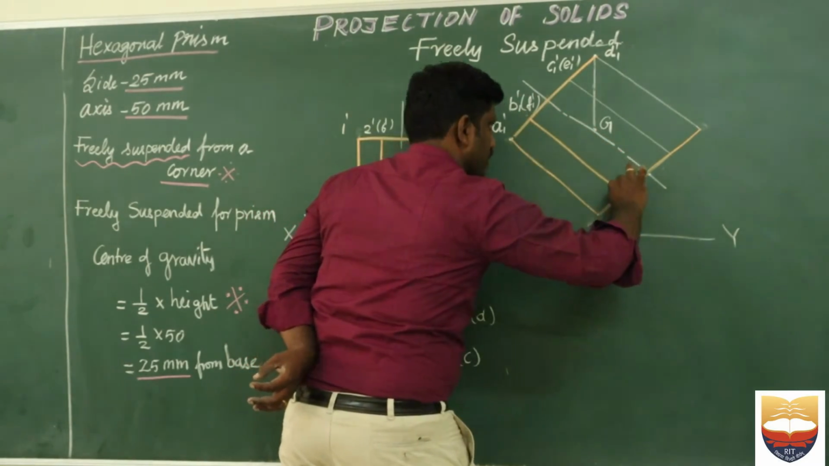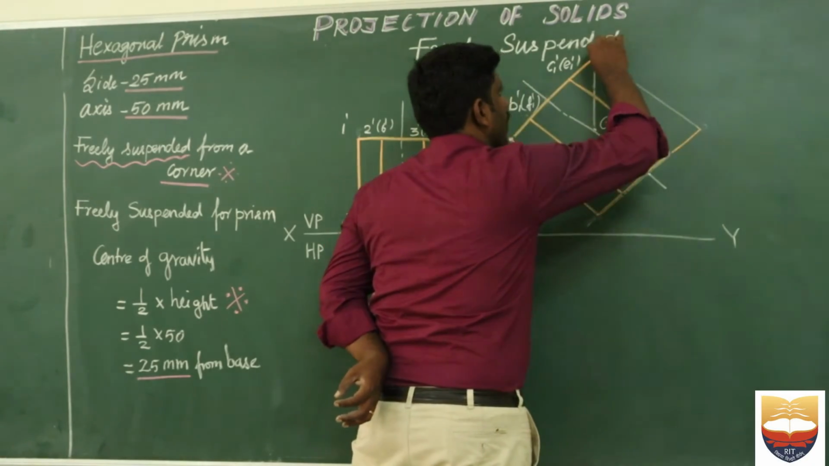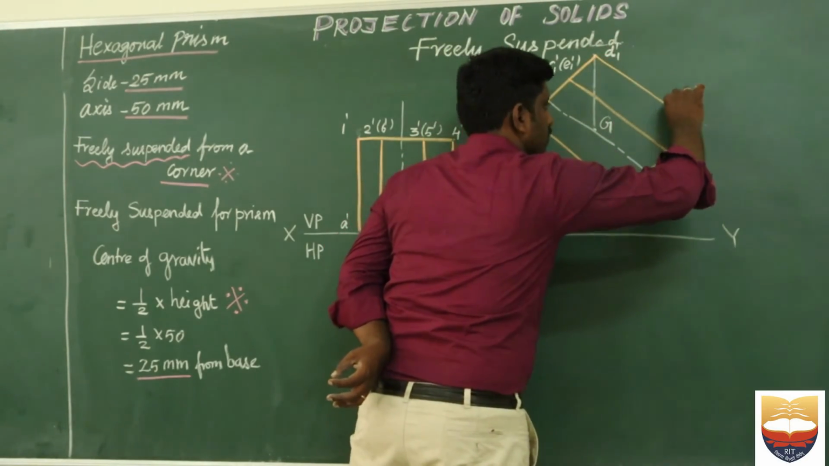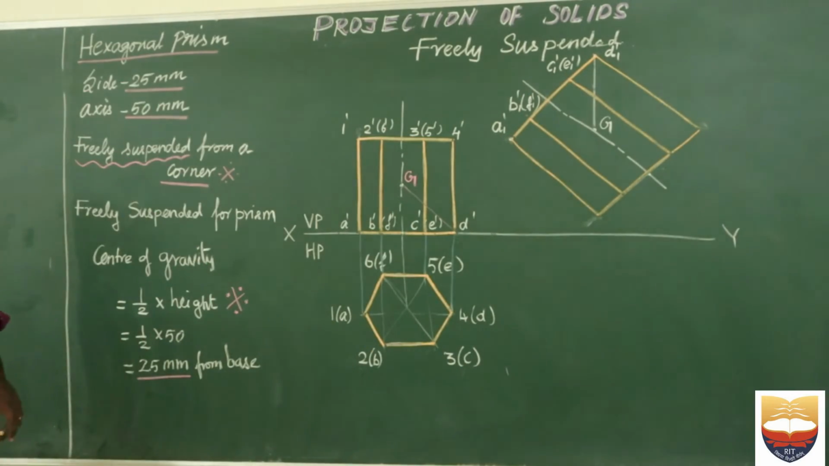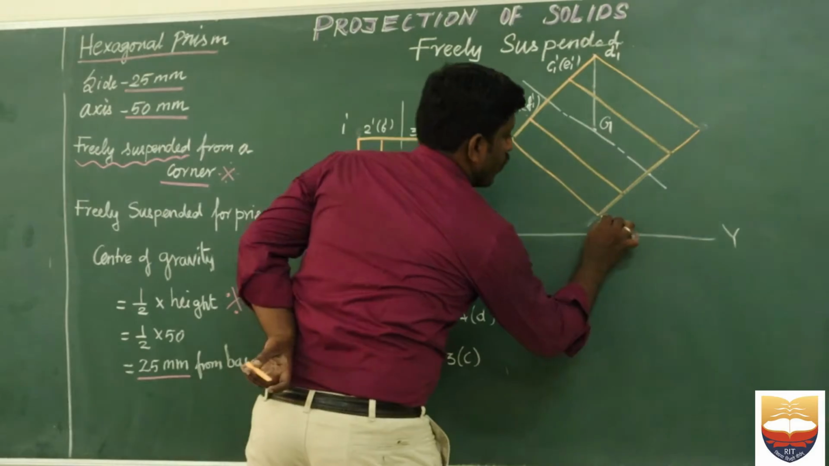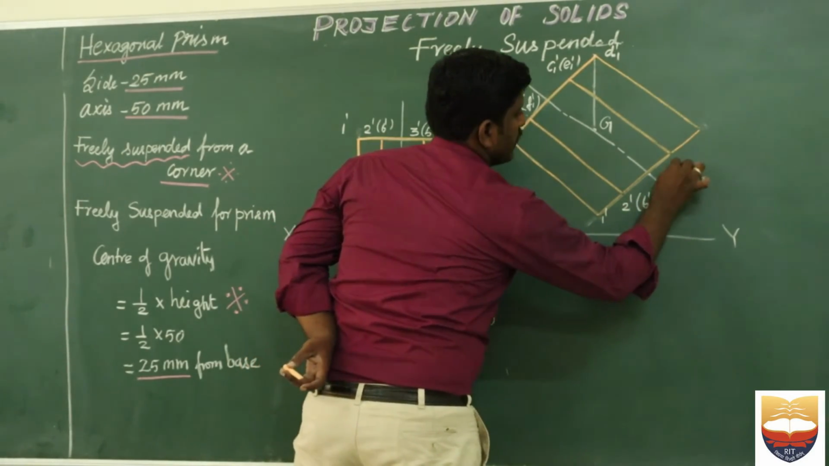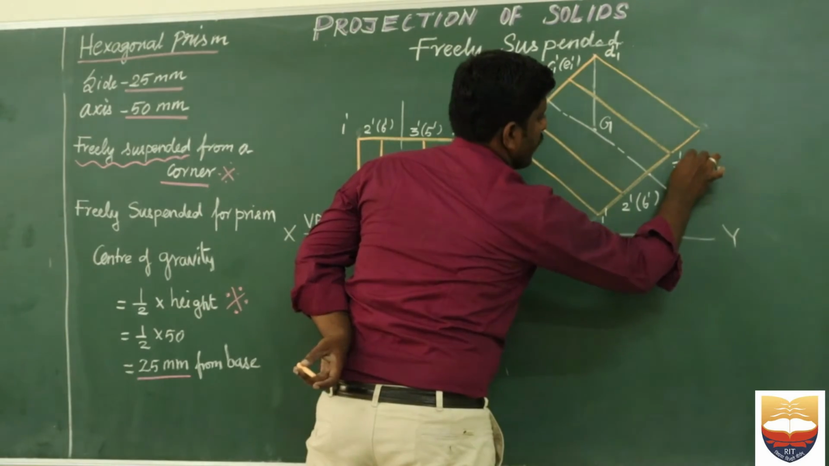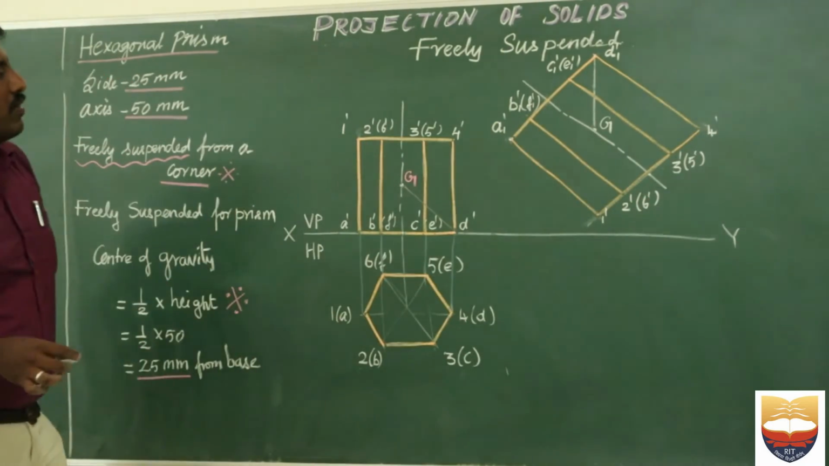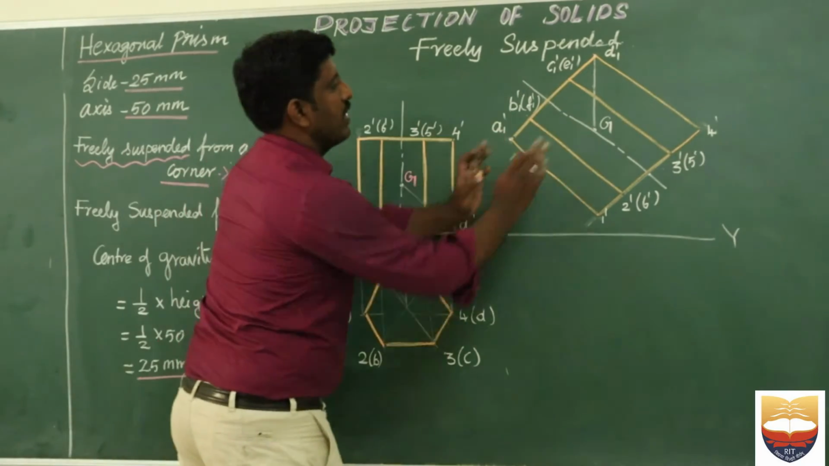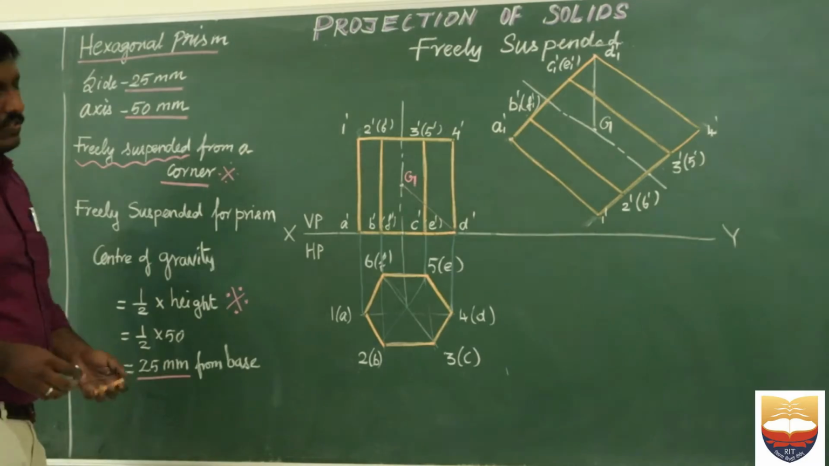So the same prism, I am just suspending by fixing the point D. By suspending the point D. So let me name it. So this is my 1 dash, 2 dash, bracket 6 dash. This is 3 dash, bracket 5 dash, and this is my 4 dash. So I hope now I have drawn this particular diagram after suspending by fixing a point D. The remaining is very, very important.